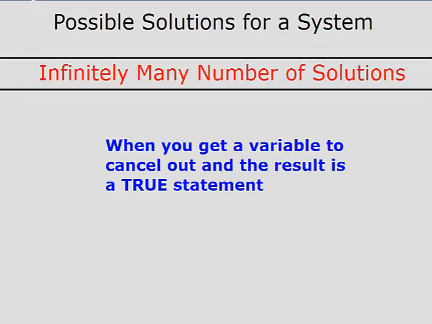All right, so we have three options like always, right? If the variables stay, we have one solution. If the variable disappears and we get a false statement, no solutions. If the variable disappears and we get a true statement, infinitely many number of solutions. Everybody okay with that? Yes or no? So it's the same thing as always. We always have three options when it comes to solving a system.